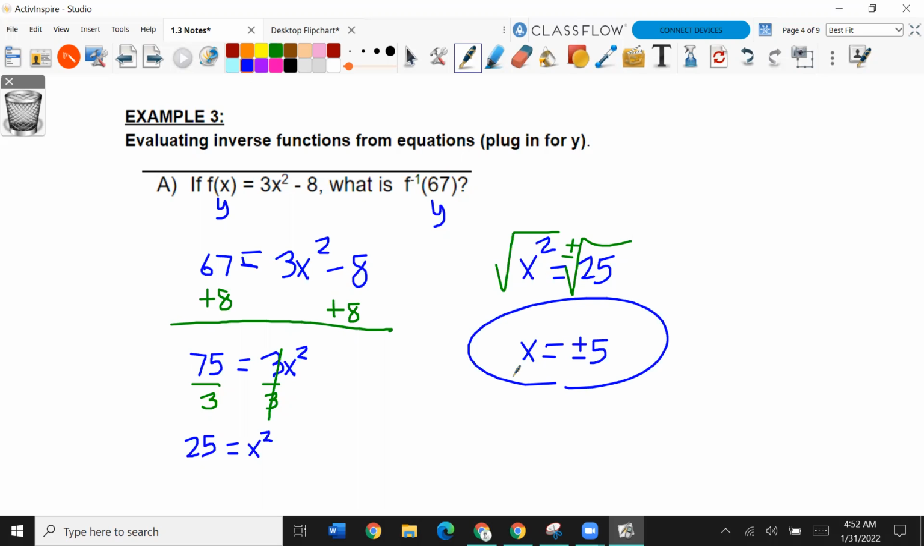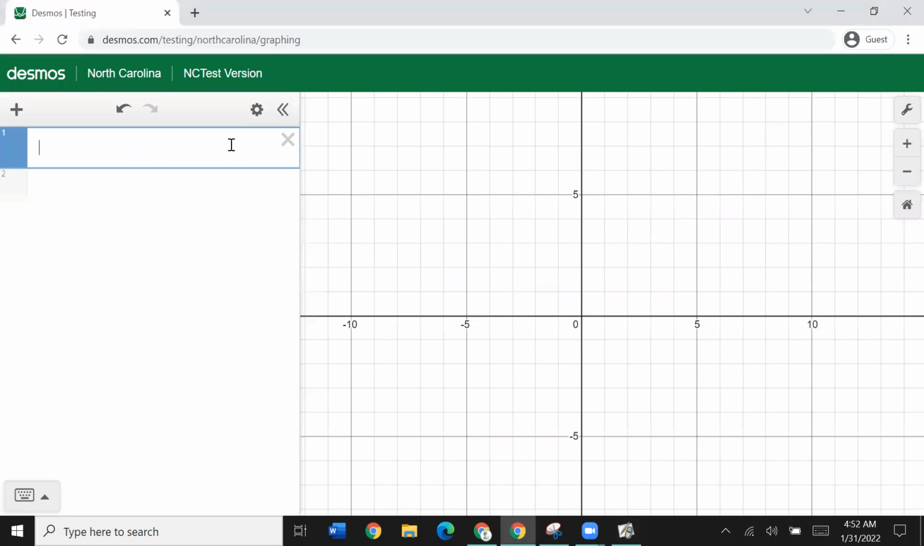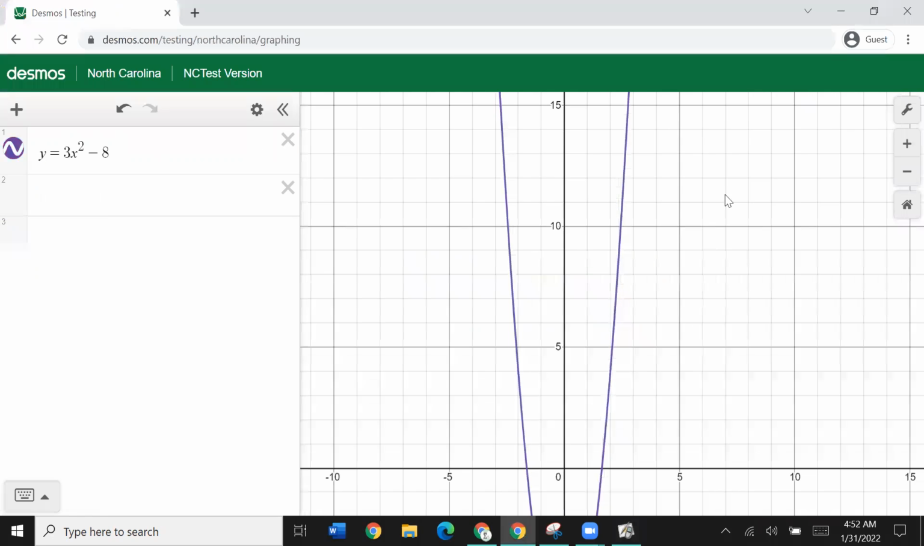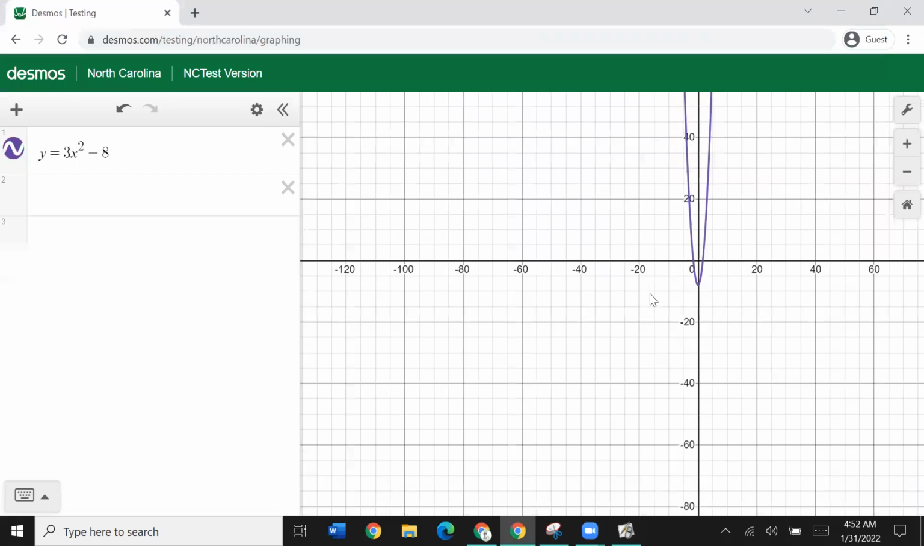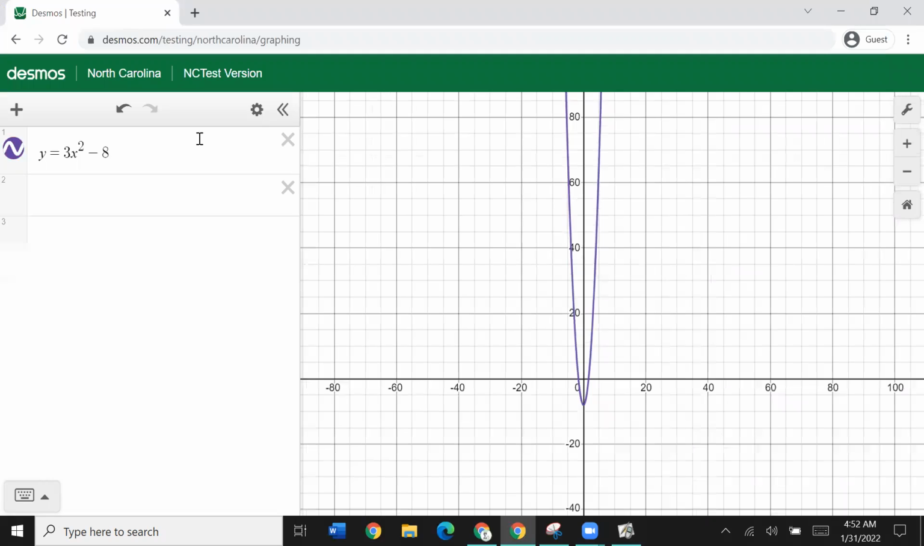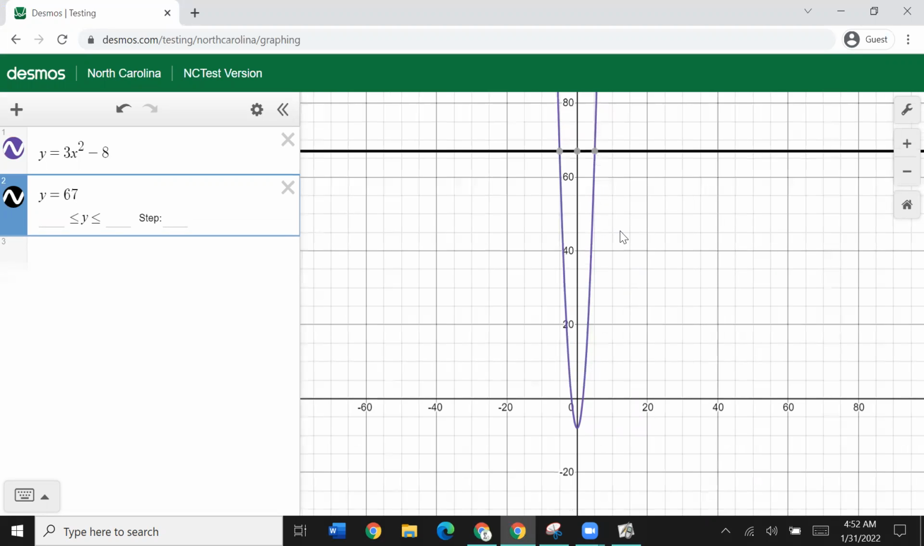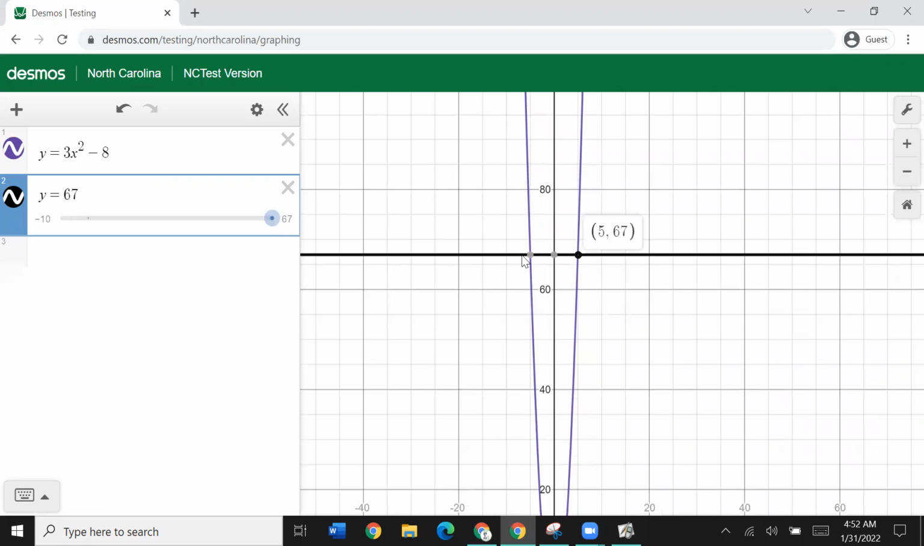Let me visually show you why that works here. So what you want to do is graph 3x squared minus 8 in Desmos. Let's see, y equals 3x squared. Now, if I go up to 67, well, that's quite a ways away, so I'm going to zoom out. It would help if you do y equals 67. So if I do a flat line at 67, you can see that there's 2 points where that flat line intersects the graph, right, at positive 5 and negative 5.